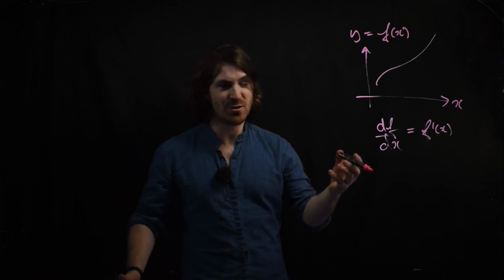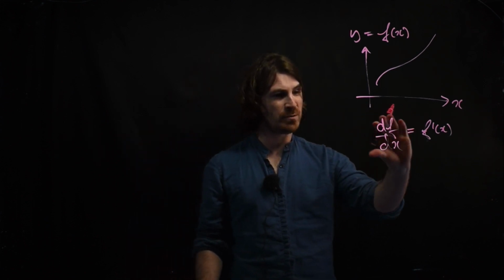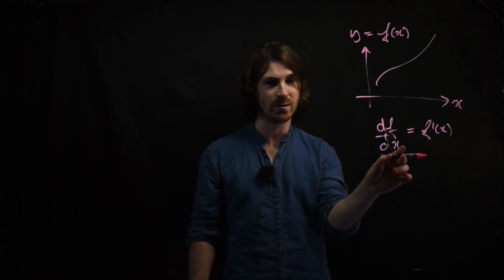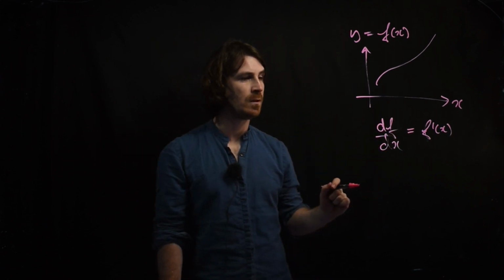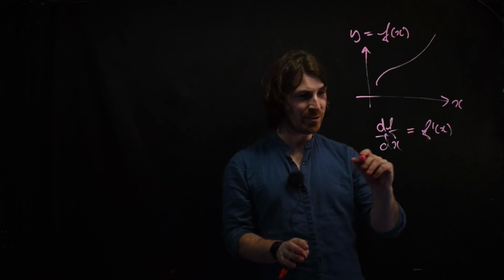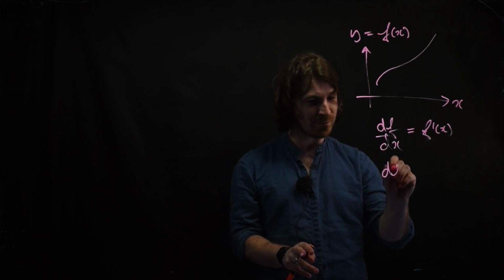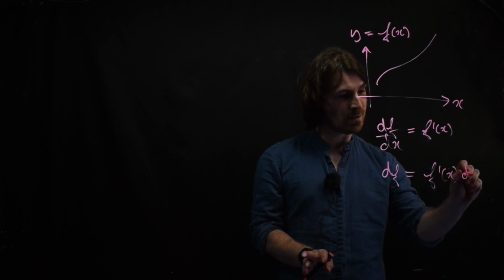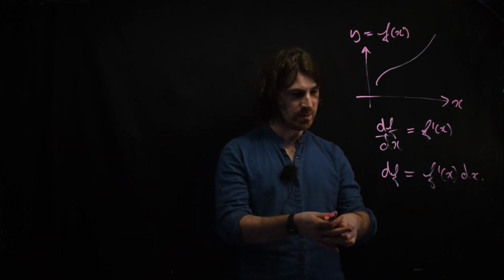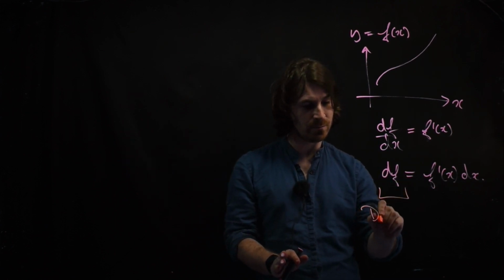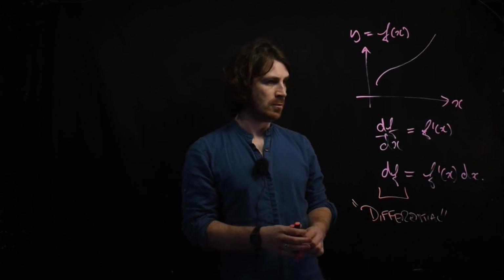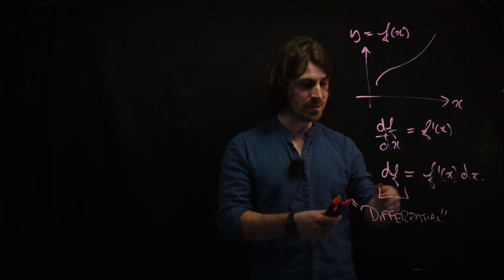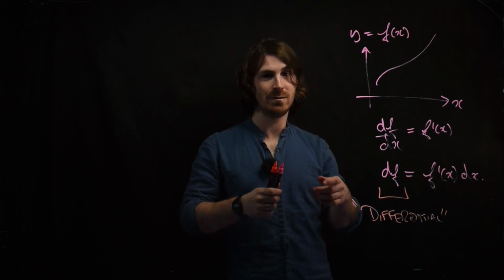And you've been told, I guess in school, to think of this thing as one object and not as a fraction. It's not a fraction of two things. It's not this divided by this. It's one object. But actually in university now we're going to tell you to think about it as two different objects. So df we can write as f prime of x dx. And this df is called the differential. And this is not the change in the function when you change x, but it's the linear approximation of it.